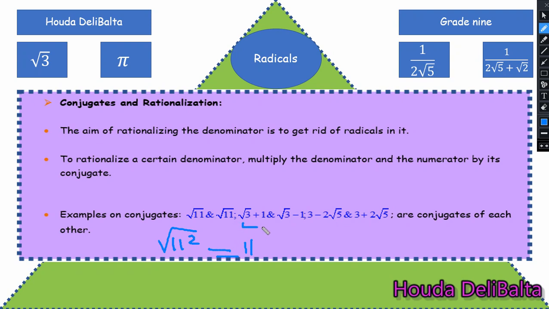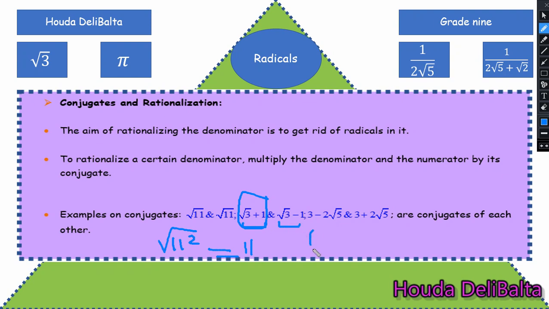While if the radical and the number are separated by a minus sign or a plus sign, then, for example, if I have a radical and a number separated by a plus sign, its conjugate is not itself, because I'm searching for a number or a value that when multiplied by this gives me a rational number without radicals. So I choose radical 3 minus 1.